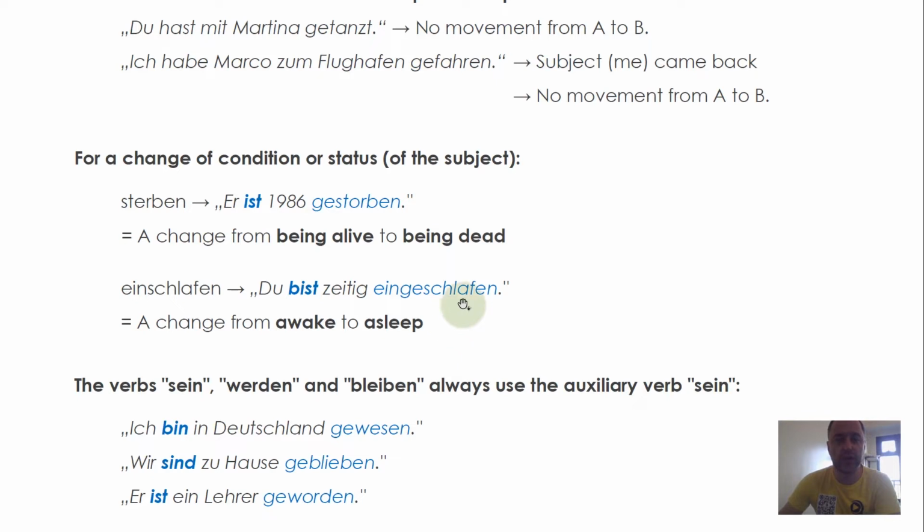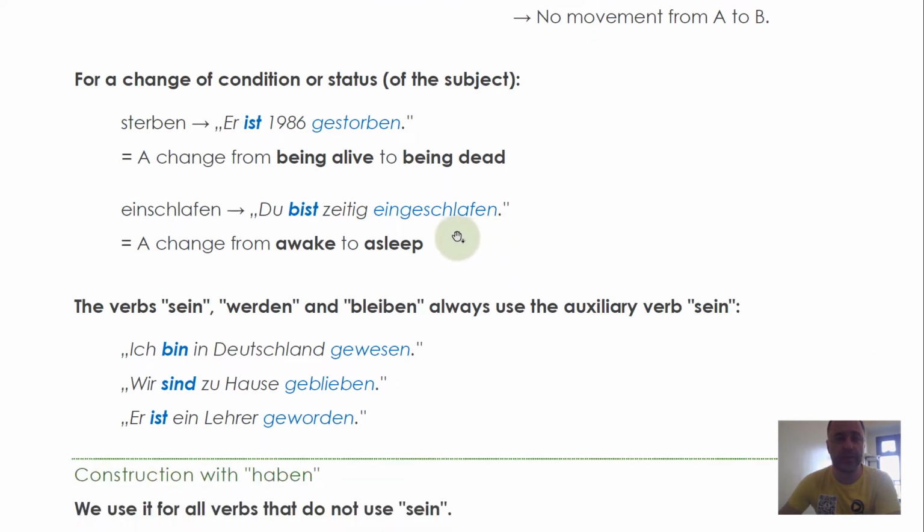The second use of to be as auxiliary verb, sein, is a change of condition or status. Again, here it's also meant this change of condition or status of the subject. Here it's actually more important that you pay attention to this, because here often the status of the object can change, but the subject hasn't changed, and then it's still haben, but the subject has to change.